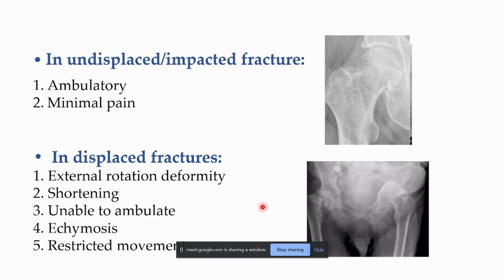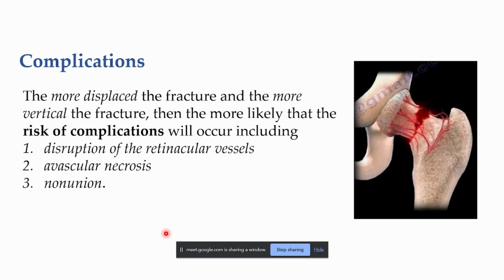In displaced fractures, there will be external rotation deformity. There will be shortening of the leg, and the patient will not be able to ambulate. There will be ecchymosis. Ecchymosis means the area of the skin will be changing color because there is bleeding underneath the skin. Then there will be restricted movements in the displaced fractures. The complications: the main complications occur due to disruption of the retinacular vessels.